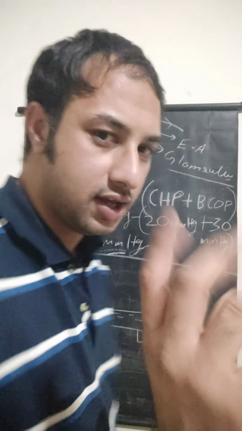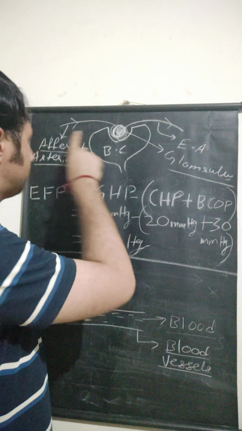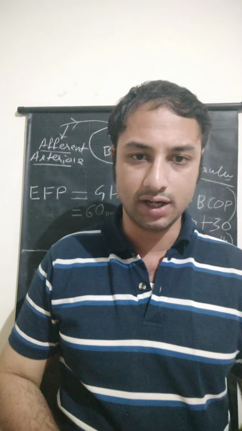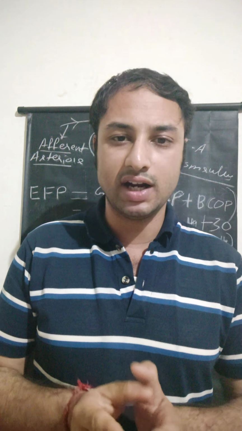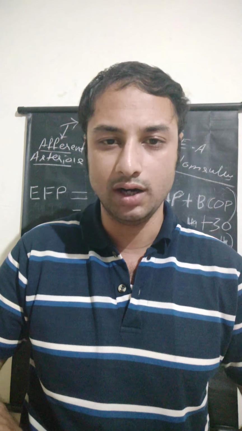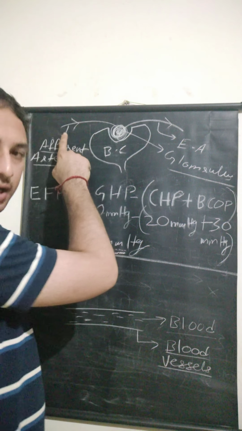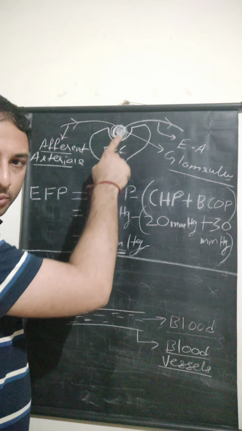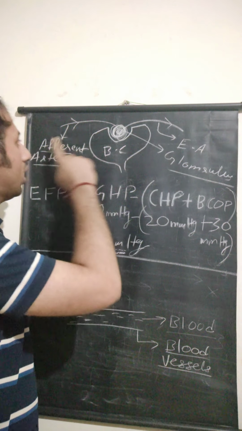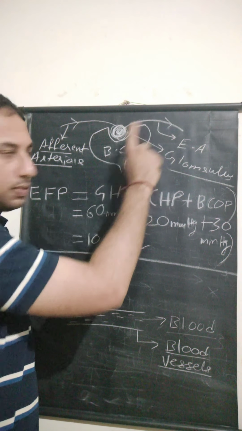So first of all, one thing I want to tell you: the blood comes into the glomerulus by what? Afferent arteriole. Afferent arteriole is a branch of what? Renal artery. You all know that the aorta divides into arteries, arteries divide into arterioles, and arterioles divide further into blood capillaries. So this afferent arteriole brings the blood into the glomerulus, and from the glomerulus the blood goes out through the efferent arteriole. So the afferent arteriole brings the blood, and the efferent arteriole takes out the blood from the glomerulus.